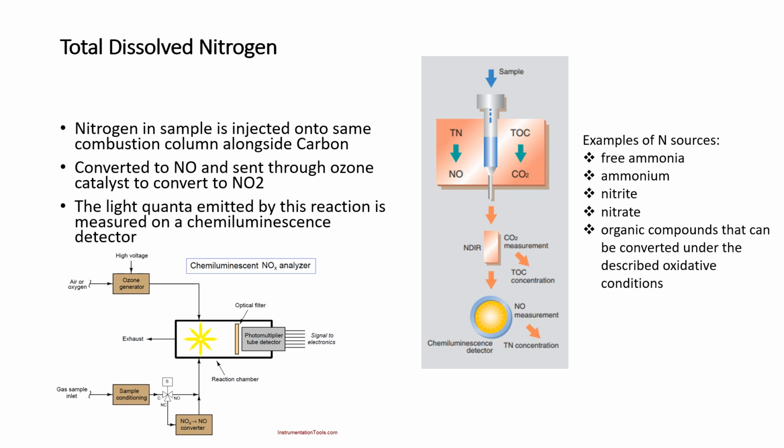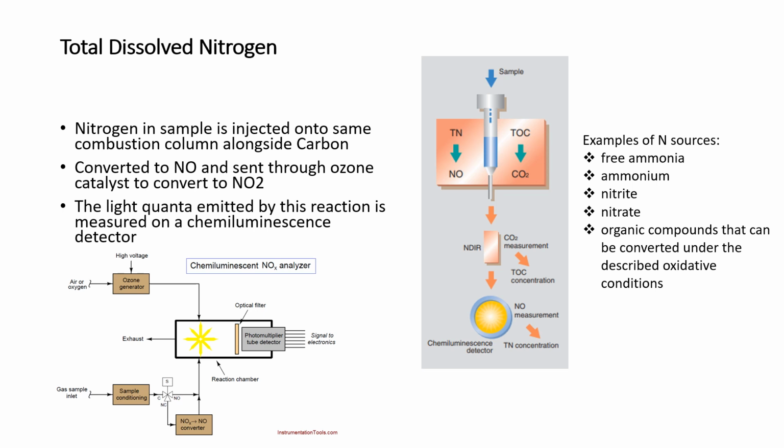If we take a look at how nitrogen is measured, the nitrogen in the sample is injected onto the exact same combustion column alongside the carbon in the sample. It's being oxidized to NO, and then it gets sent through a separate pathway to the ozone catalyst where it's converted to NO2. While it's being converted to NO2, it emits light. This reaction emits light quanta, and that's what the detector on the TN side is measuring: the light quanta emitted by the reaction of NO to NO2.